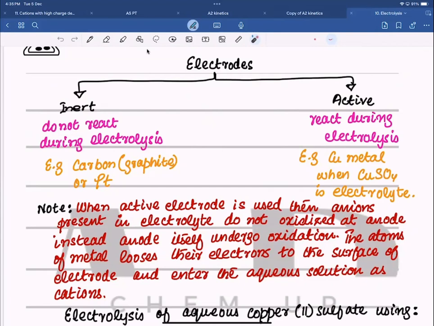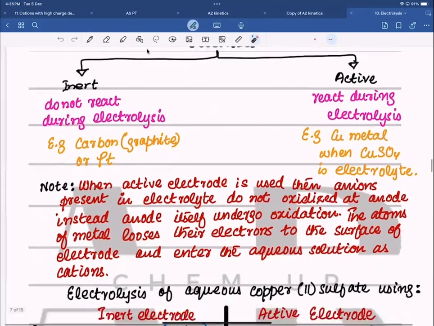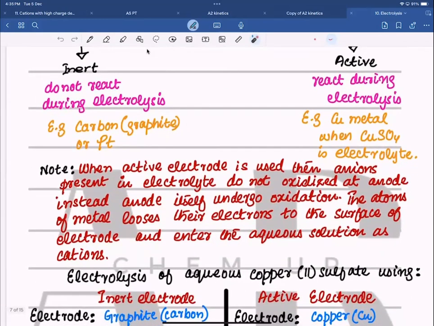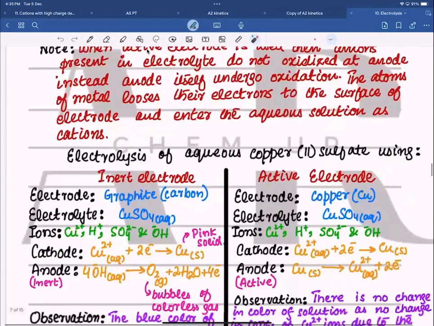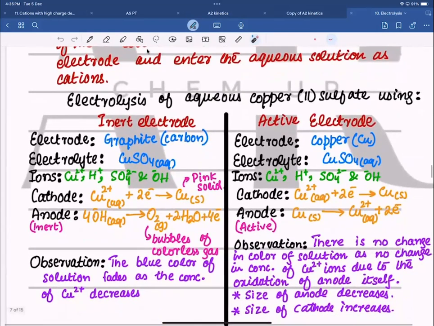The atoms of metal lose, yes, two minutes to draw. Okay, so here we have the electrolyte aqueous copper sulfate, which means copper sulfate, what does aqueous mean? Dissolved. It is dissolved in water, right? So we have aqueous copper sulfate, and we are going to perform the electrolysis with an inert electrode as well as with an active electrode, so you can see the difference in what is going to happen. And here, after the question you have asked.